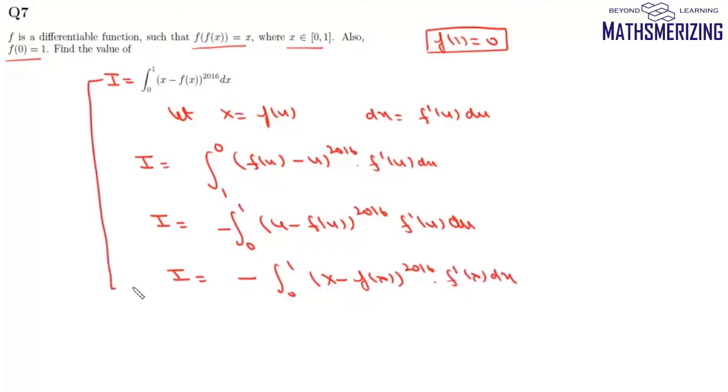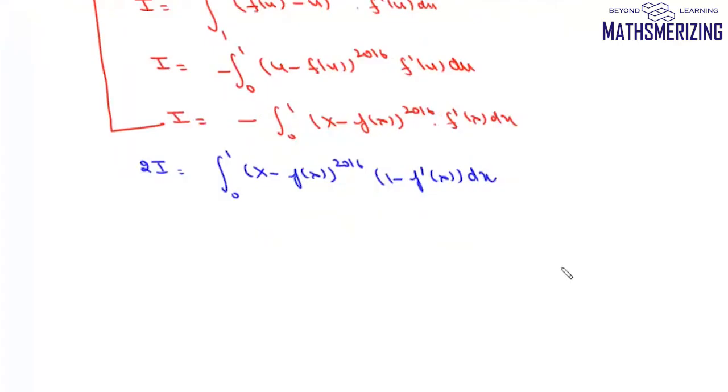Now we'll add these two integrals. We can write this as 2I, and this is from 0 to 1 of (x minus f(x)) to the power 2016 times (1 minus f'(x)) dx. Now we have to solve this integral.